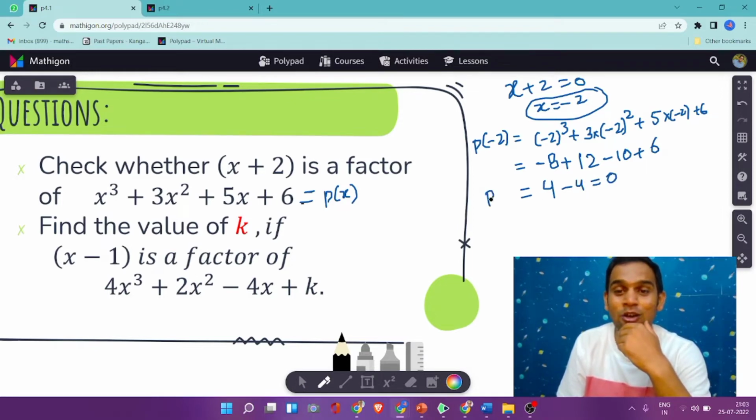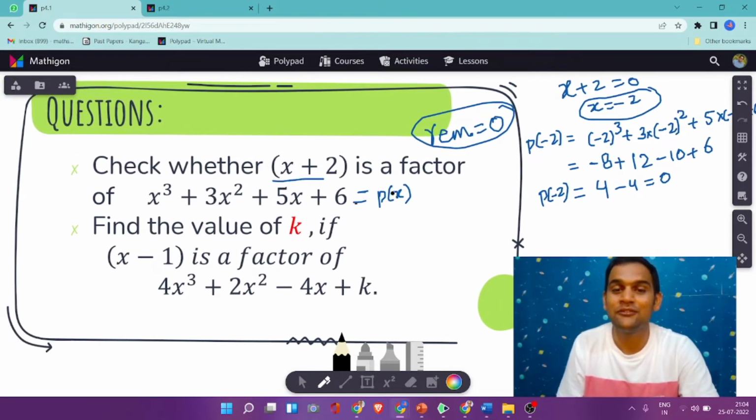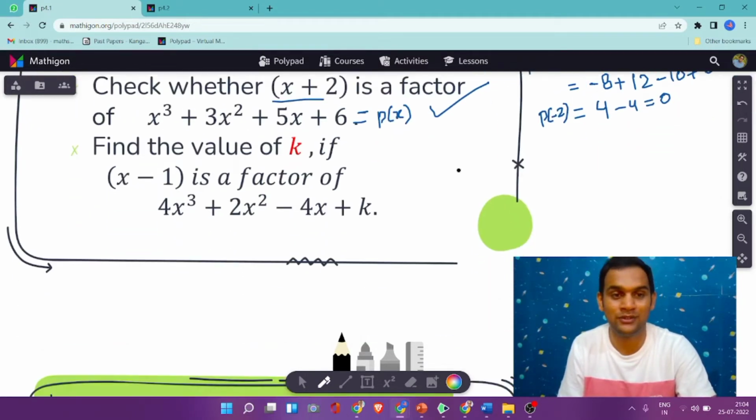That means p of minus 2 is coming out to be 0. That means the remainder is 0. If the remainder is 0, what does the factor theorem say? That x plus 2 is a factor of p of x. I hope that makes a lot of sense for you.